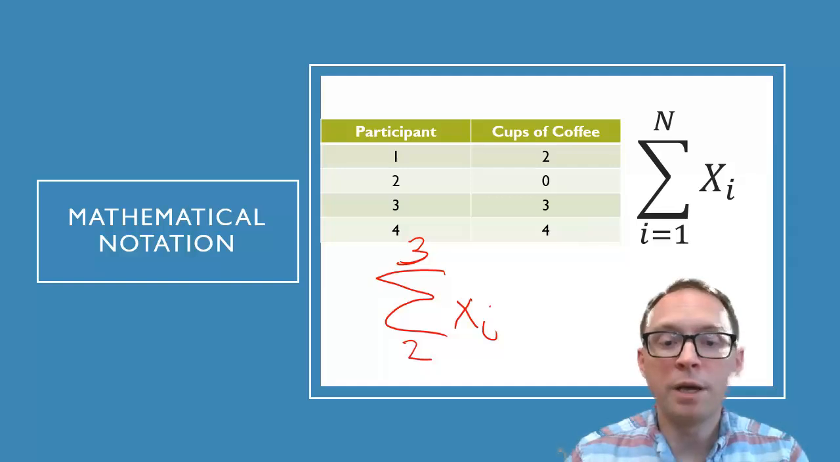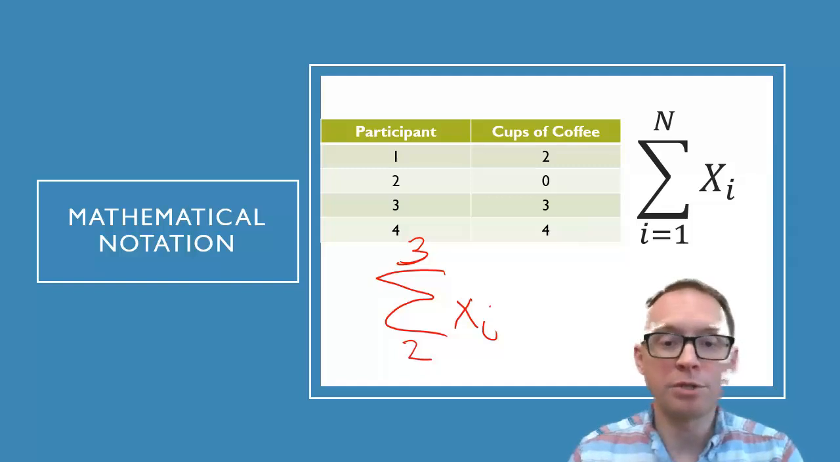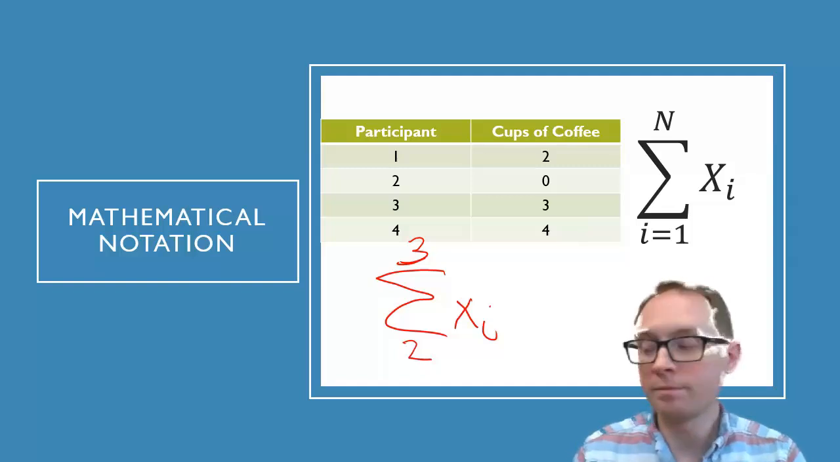That would be, I want the sum starting with person number 2 and ending with person number 3. Okay, so what is the sum starting with person number 2, ending with person number 3?